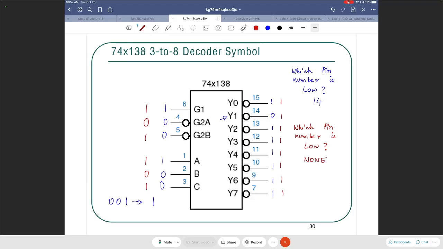Now there are two connections on this IC that are not being shown. What are those connections? VCC and ground. Perfect. So VCC and ground are implicit, but they have to be given, right? The power supply has to be on and the chip has to be grounded. Only then it will do these things, right?